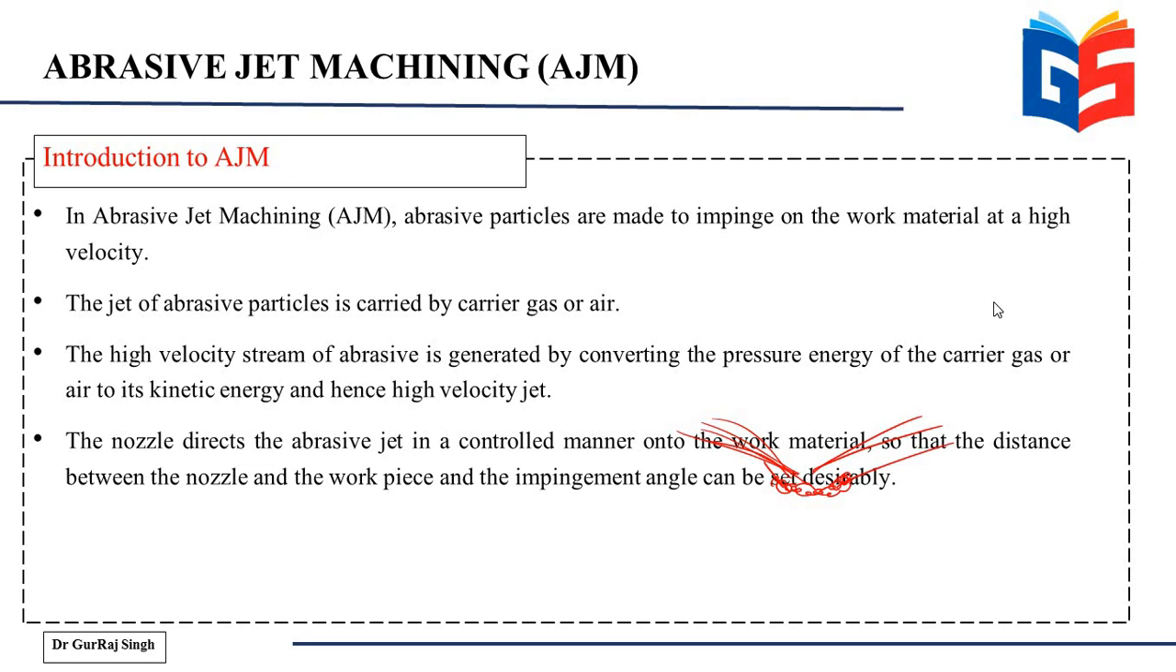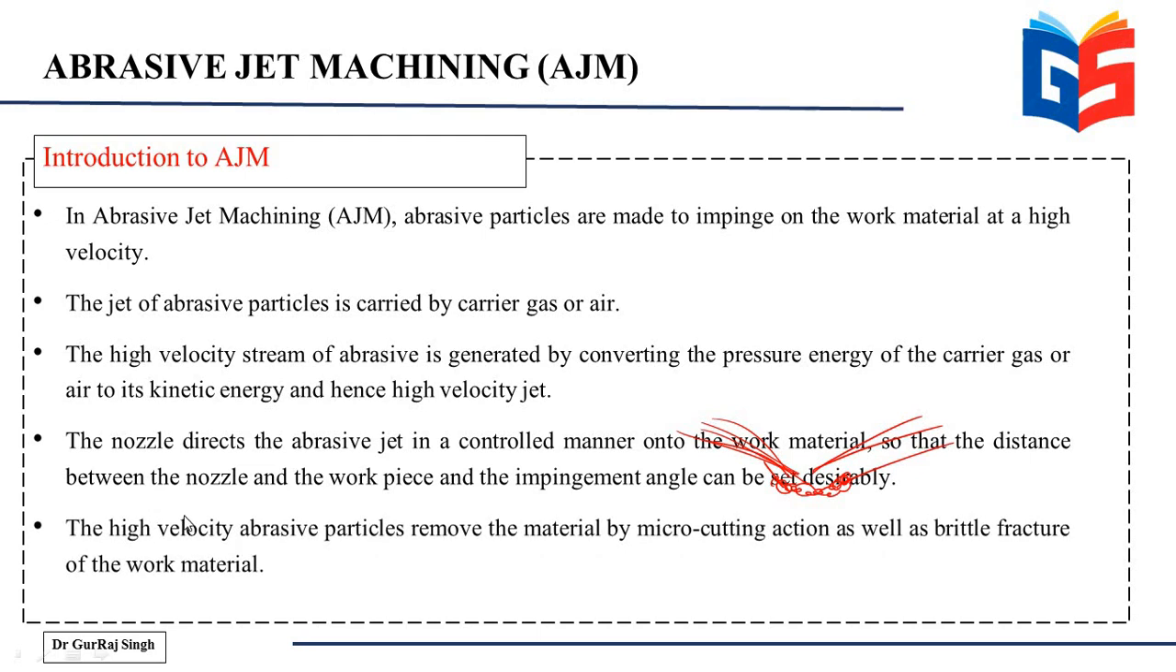The nozzle directs the abrasive jet in a controlled manner onto the workpiece. So the nozzle plays a very, very important role in directing the abrasive particles to the zone where the machining is being performed. The high velocity particles remove the material by micro-cutting action. We call it micro-cutting, or this phenomenon is also called micro-chipping. What happens is that you have a large number of small brittle fractures, and a series of such fractures eventually leads to the material being removed and the machining taking place.